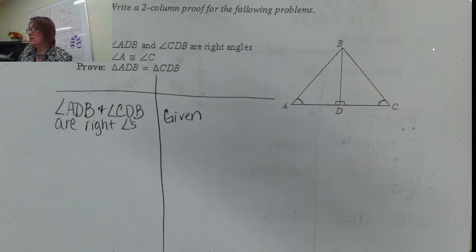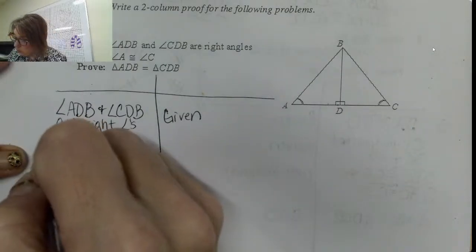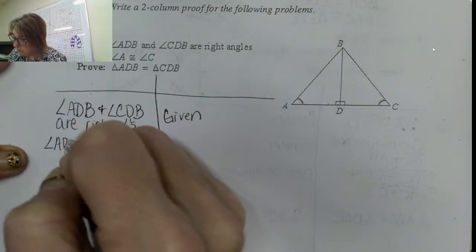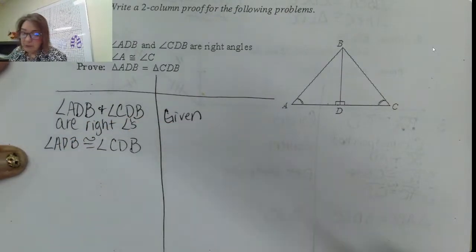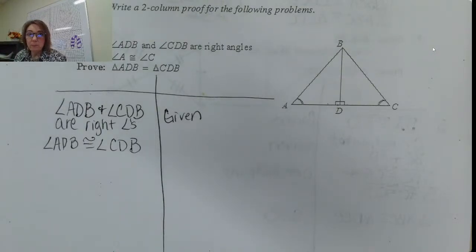Because we could say they're obtuse angles. That doesn't make them congruent, right? We could say they're both acute angles. That doesn't make them congruent. When we say they're right angles, that makes them congruent. So we say angle ADB is congruent to angle CDB. And what's our reason behind that? How do we know they're congruent?